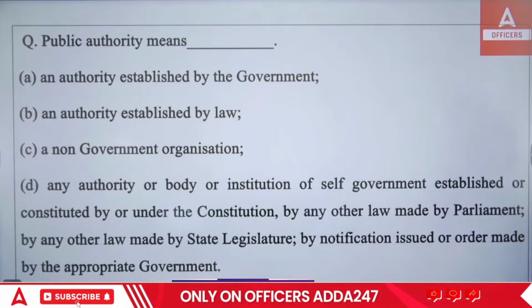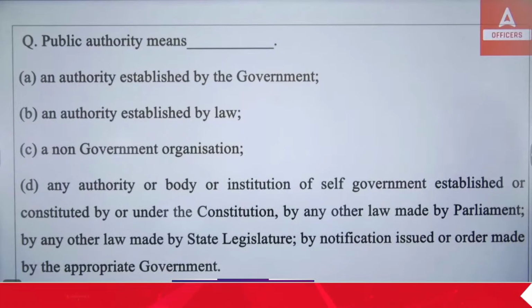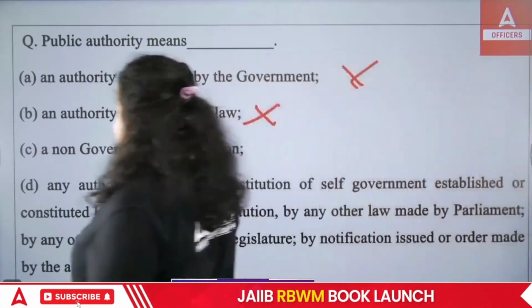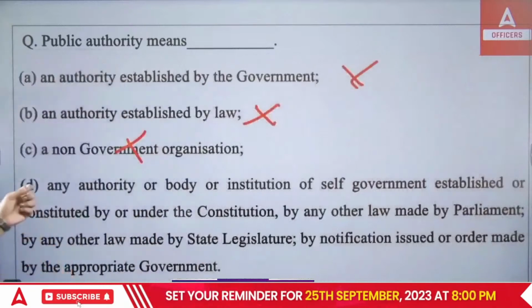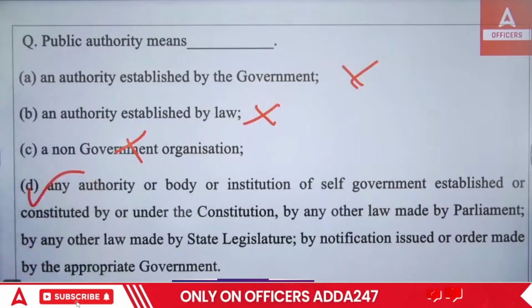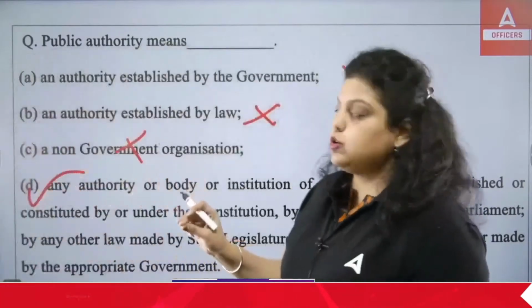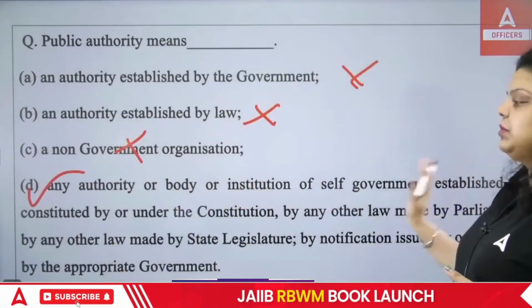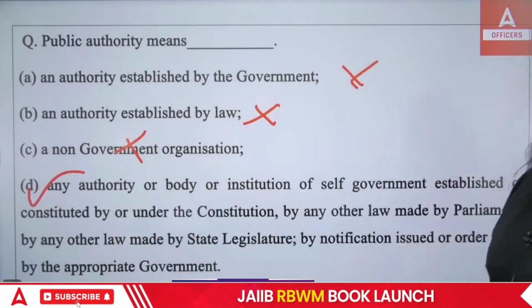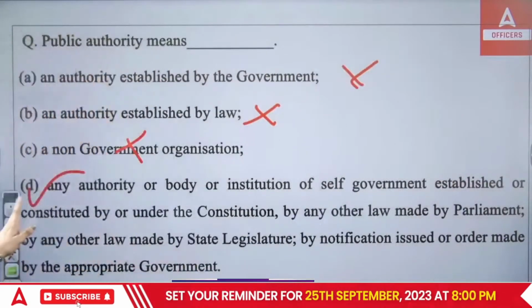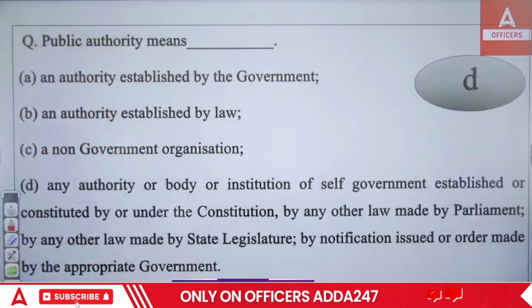The right answer here is not an authority established by government, not an authority established by law, not a non-government authority. It is any authority or body or institution of self-government established or constituted under the Constitution or by any other law made by Parliament. So the right answer is D.